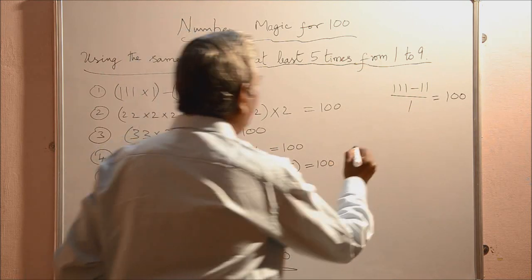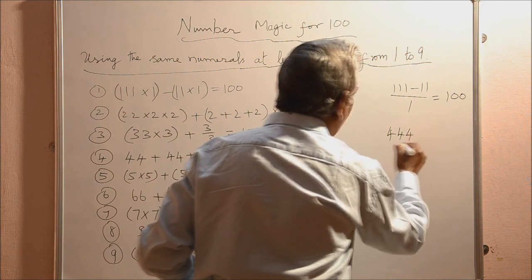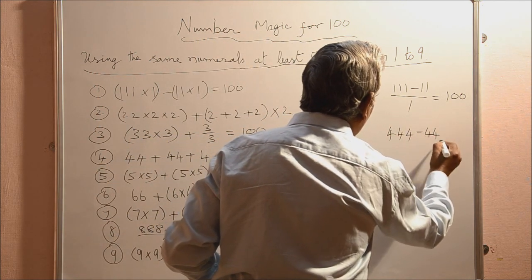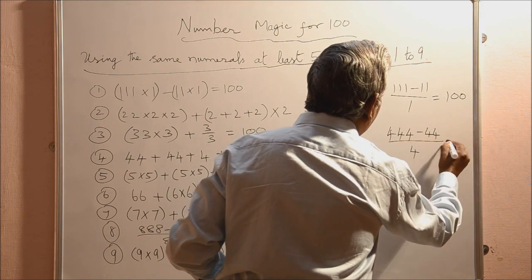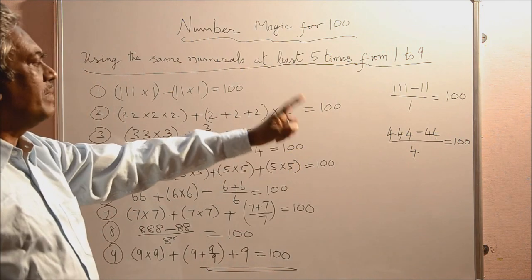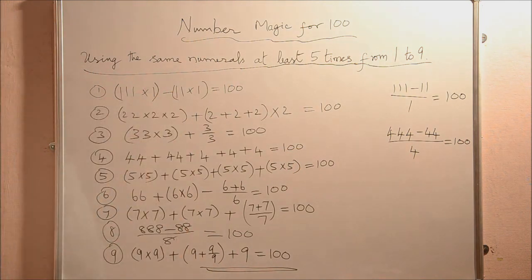Now let us take up this example using 4. 444 minus 44 divided by 4. That is again 100. 444 minus 44 is 400, divided by 4 equal to 100. You can use all the numerals here, you will get the same thing.